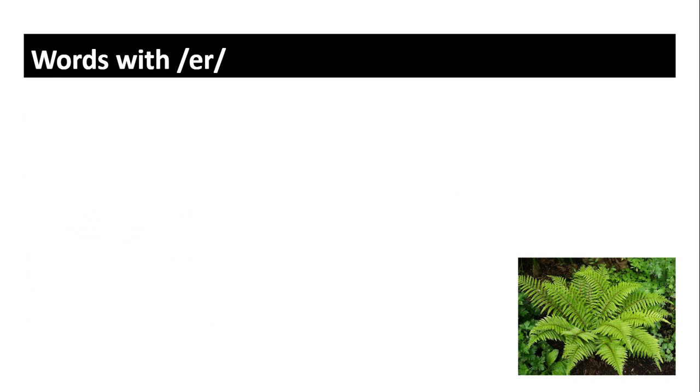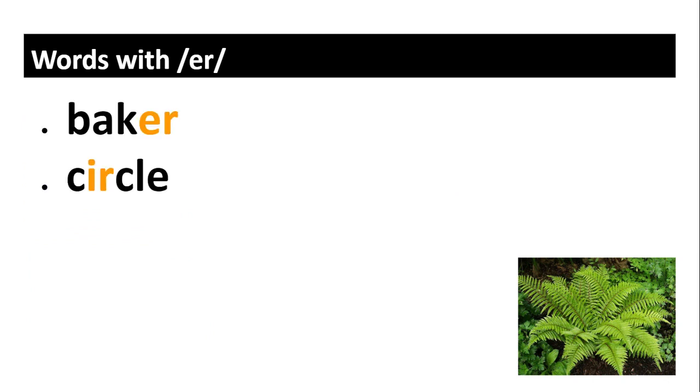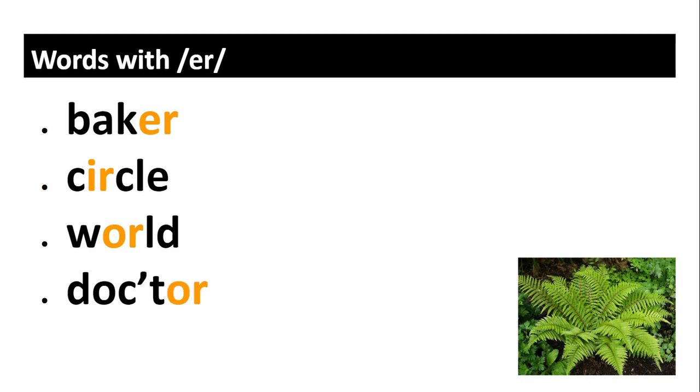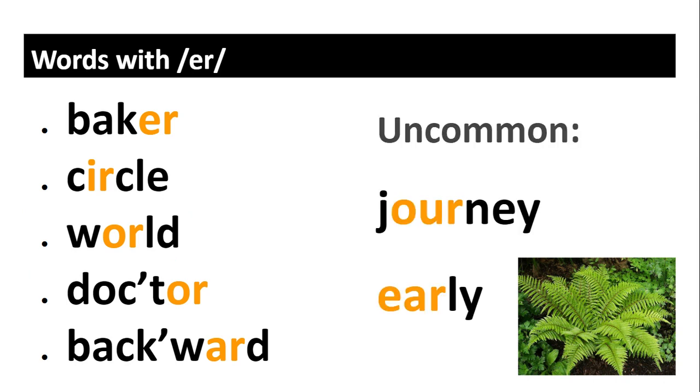Words where we hear the er sound would include words like baker, circle, world, doctor, backward, and there are some other uncommon spelling patterns such as journey or early where we also hear er.